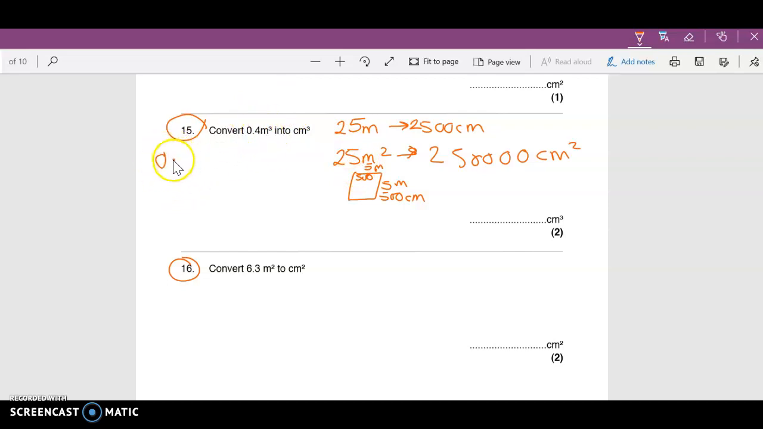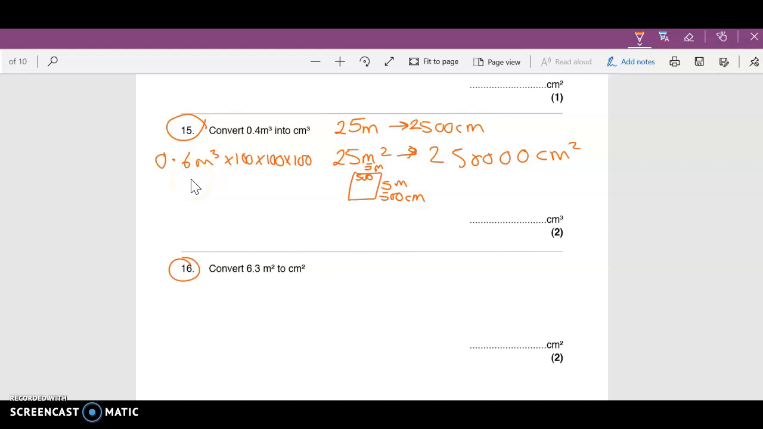0.6 meters cubed, and I want to change it into centimeters cubed. So I do 100 to turn meters into centimeters. Then I need to do it again, and then again because it's cubed, because I've got three sides to multiply by 100.